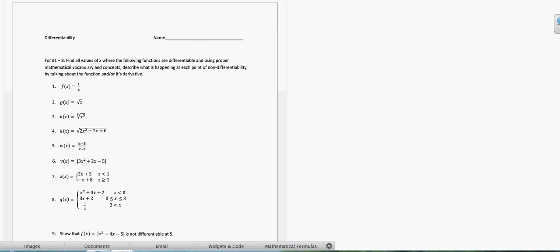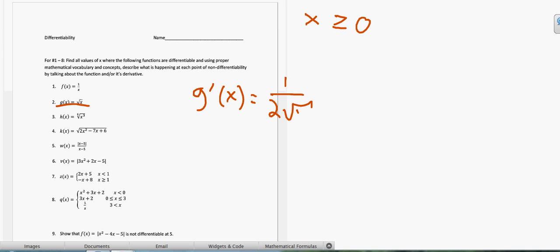I'm probably doing a lot more work than you really need to. Now g of x equals square root of x. The first thing we're going to say is that g of x is only defined if x is greater than or equal to 0. So it's not going to be differentiable anywhere less than 0 because there's no function there. The second thing is to check g prime of x, which is 1 over 2 root x. This is not defined at 0, so g prime is not defined at 0.